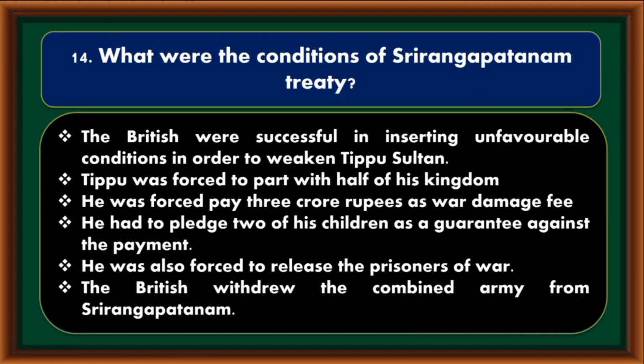What were the conditions of the Srirangapatanam Treaty? The British were successful in inserting unfavorable conditions in order to weaken Tipu Sultan. Tipu was forced to part with half of his kingdom. He was forced to pay 3 crore rupees as war damage fee. He had to pledge 2 of his children as a guarantee against the payment. He was also forced to release the prisoners of war. The British withdrew the combined army from Srirangapatanam.